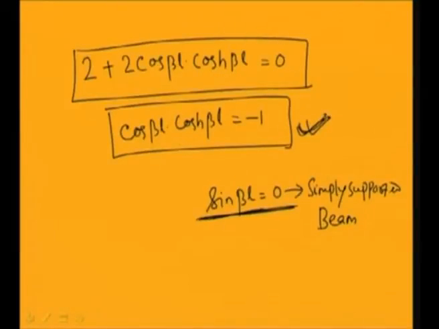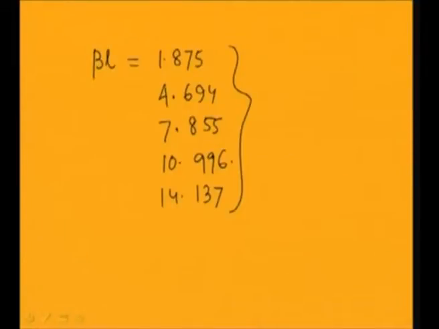From this you can note that for higher modes this beta L value will be very high, and this cos hyperbolic beta L will have a very large value. So if this cos hyperbolic beta L value is very large, then you can write this cos beta L equal to 0. So for very high value of beta L, that means you just take beta L greater than the fifth mode.